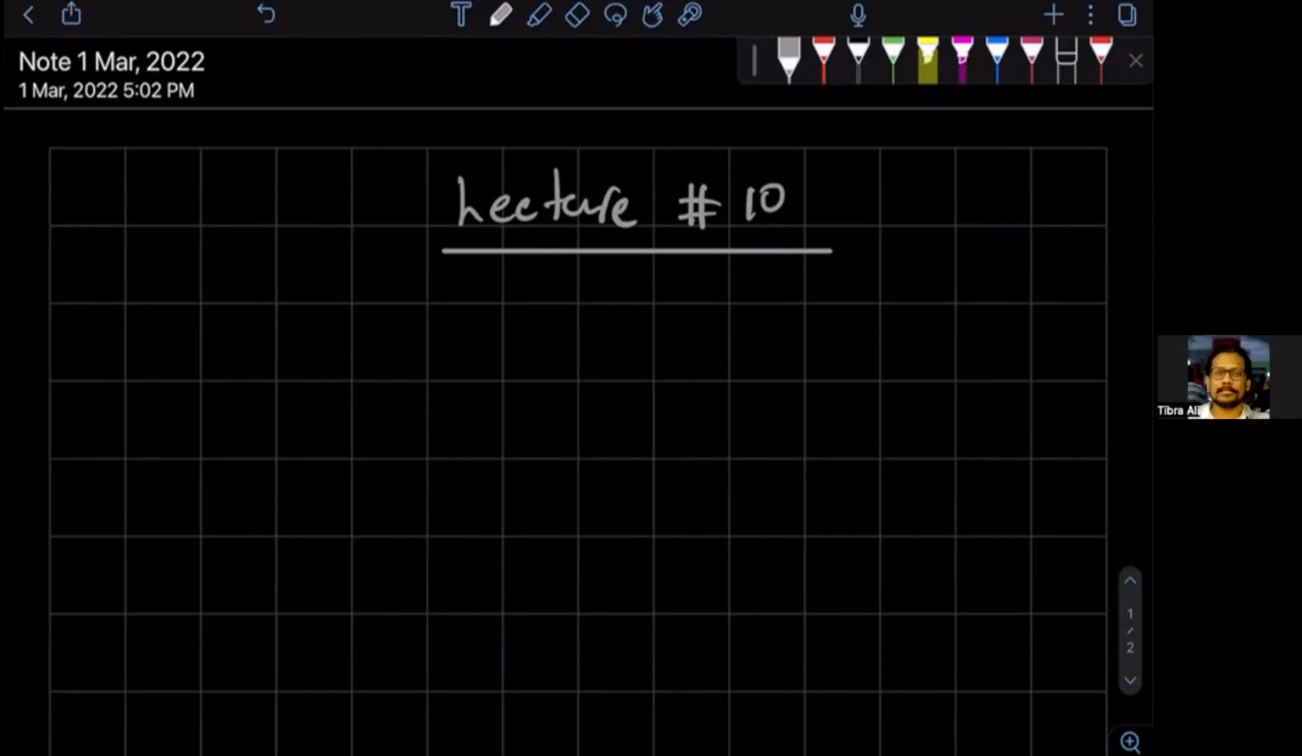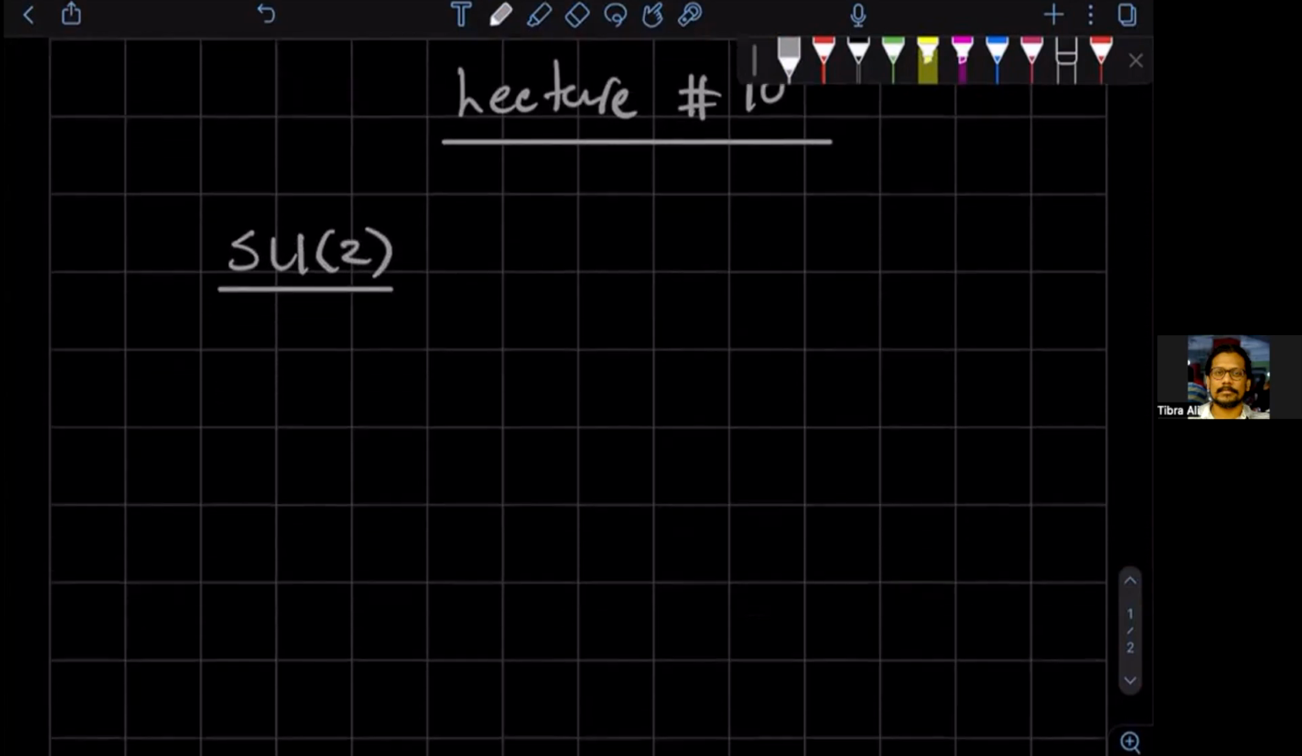Okay, let me give a short review of where we were before. We were discussing SU2, the matrix group SU2, and it can be thought of as the group that preserves the norm of a two-component complex wave function.